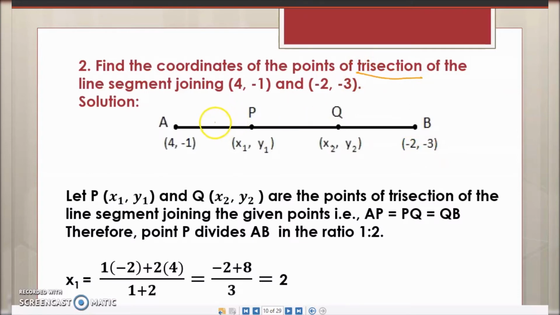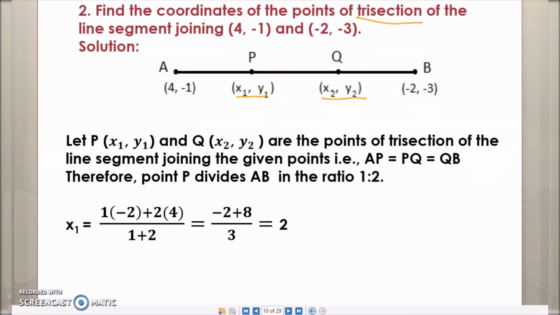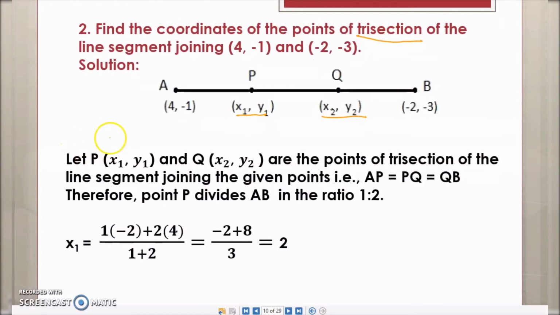That means being divided into 3 equal parts. So there should be 2 points which divide it into 3 equal parts. So P and Q are those points. So coordinates of P we are taking as x1, y1, and coordinates of Q we are taking as x2, y2. And both these you have to find out. Now how you can find it is, first you will go step by step. You have to apply the section formula 2 times here.